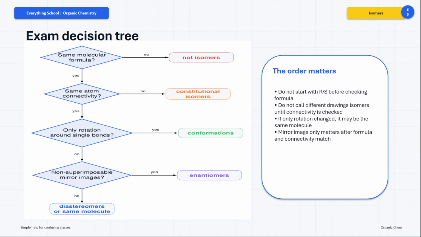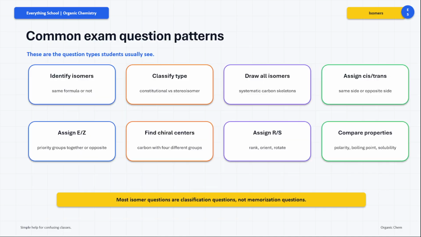Slide 23. Common exam question patterns. You might be asked to identify whether two molecules are isomers. You might be asked to classify them as constitutional isomers or stereoisomers. You might be asked to draw all constitutional isomers for a formula. You might be asked to identify cis and trans isomers. You might be asked to assign E or Z.